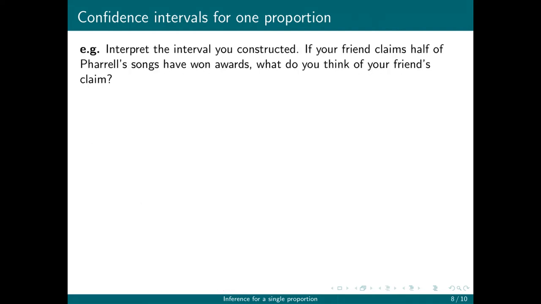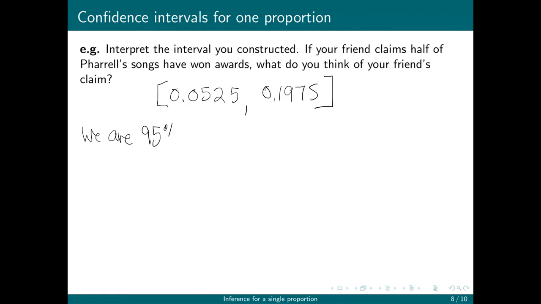It says interpret the interval you constructed. So just to remind ourselves, that interval was 0.0525 up to 0.1975. And here's the interpretation of that. This is the sentence we write when we're interpreting a confidence interval. We are 95% confident. And that has a specific meaning. When we say we're 95% confident, that means this interval has a 95% chance of containing the true proportion.